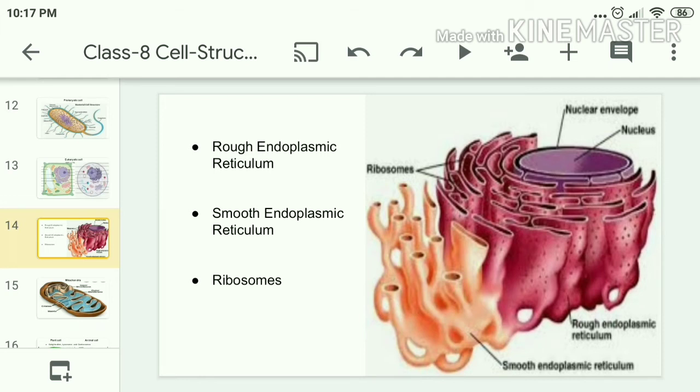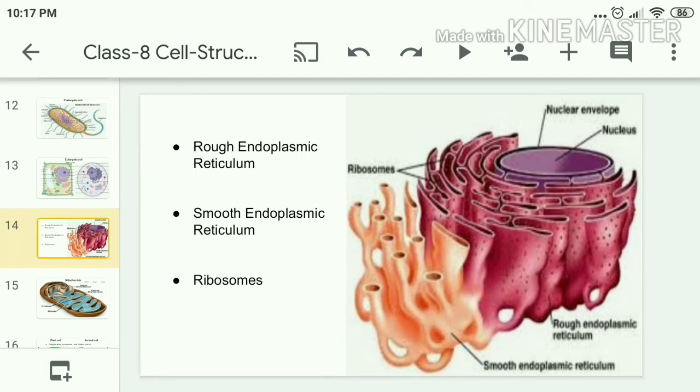And ribosomes. What is the function of ribosome? They are the particles that occur in the cytoplasm and on certain membranes. They manufacture proteins. Proteins are used to repair and build new cells and carry out many other functions.